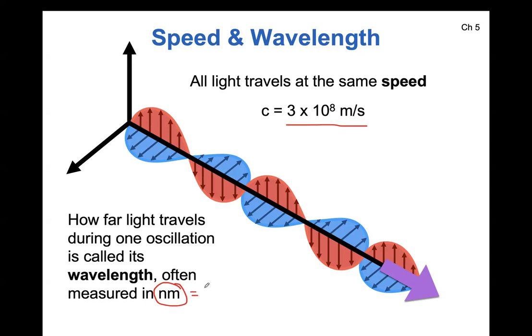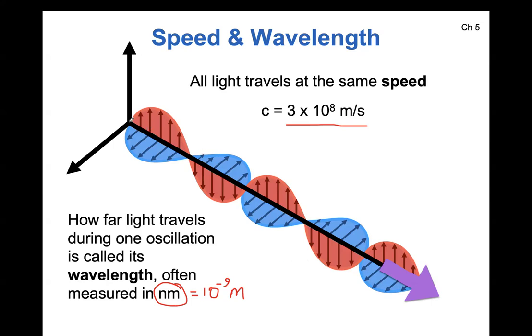A nanometer is equal to 1 billionth of a meter. So it's 10 to the negative 9 meters. So in scientific notation, 1 nanometer is 1 times 10 to the negative 9 meters. That's the length of a nanometer.